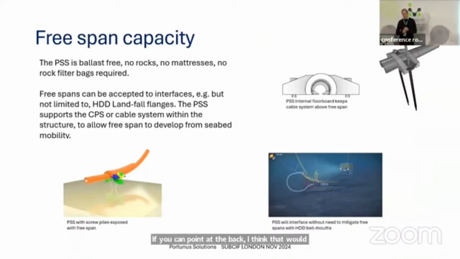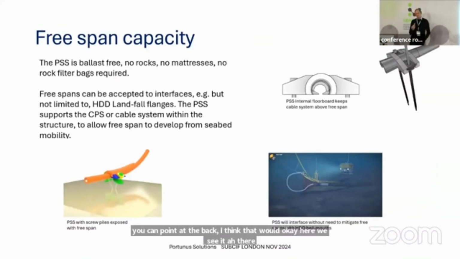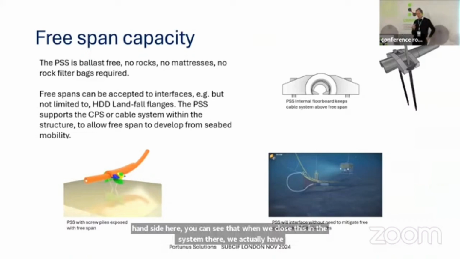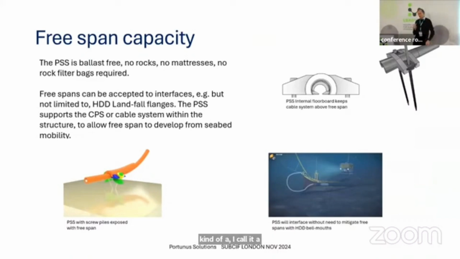So in terms of controlling the free span, you can see on the right-hand side here, when we close in the system there, we actually have what I call an artificial floor. So we actually close in a floor within the PSS. So we hold the cable system or the CPS system in there.